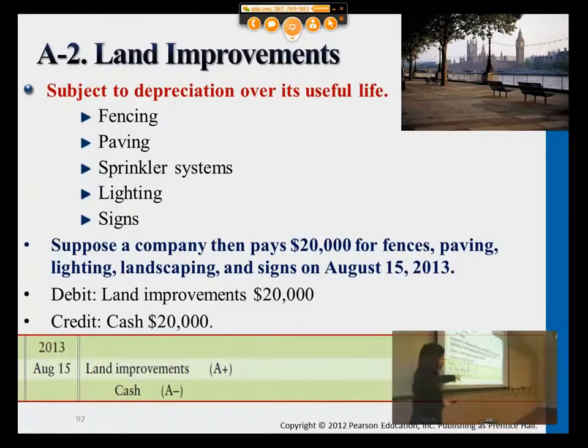We'll be debiting land improvements, assuming we're paying by cash. If the problem says so, then we'll be crediting cash. If it's notes payable, then we'll be crediting notes payable.